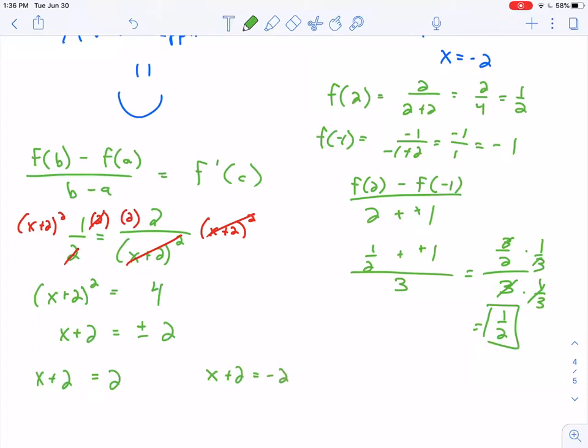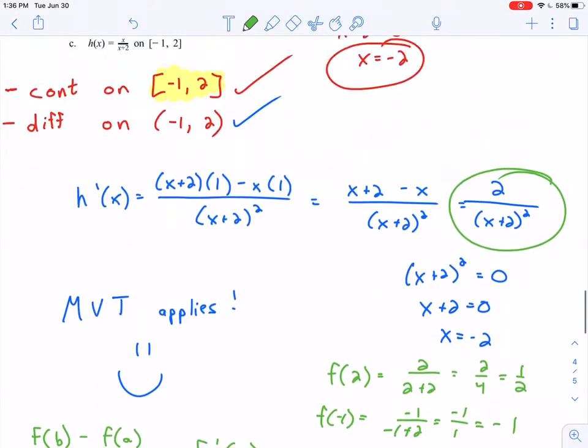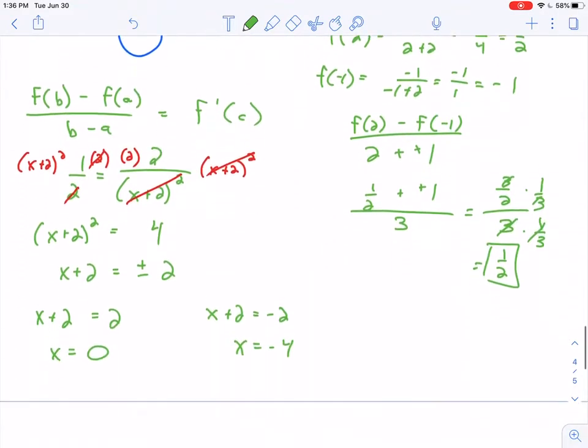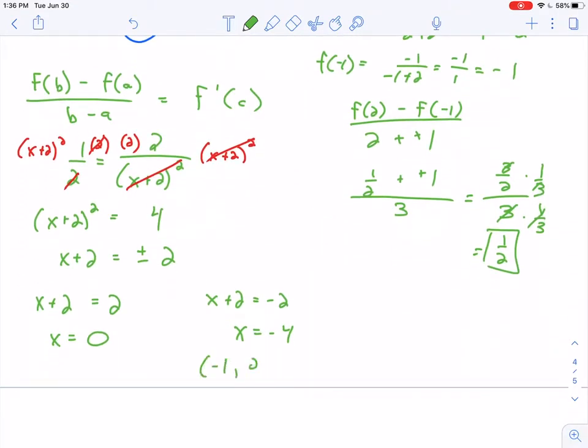We'll solve each equation. On the left-hand side, I'll have x equals 0, and on the right-hand side, I've got x equals negative 4. And remember, the mean value theorem says I want only points between negative 1 and positive 2. So let's check. Well, 0 is between negative 1 and positive 2. That works. However, negative 4 is not, which means it's not a point that's guaranteed by the mean value theorem. So, sorry, negative 4.